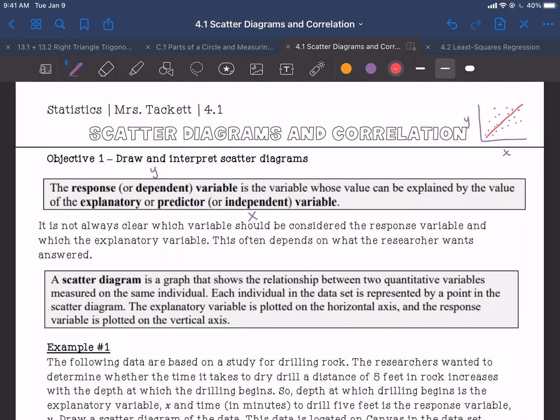So definition, your scatter diagram there, each individual in the data set is represented by a point. The explanatory variable is plotted on the horizontal axis, and the response variable is plotted on the vertical axis. So just like I showed you there.